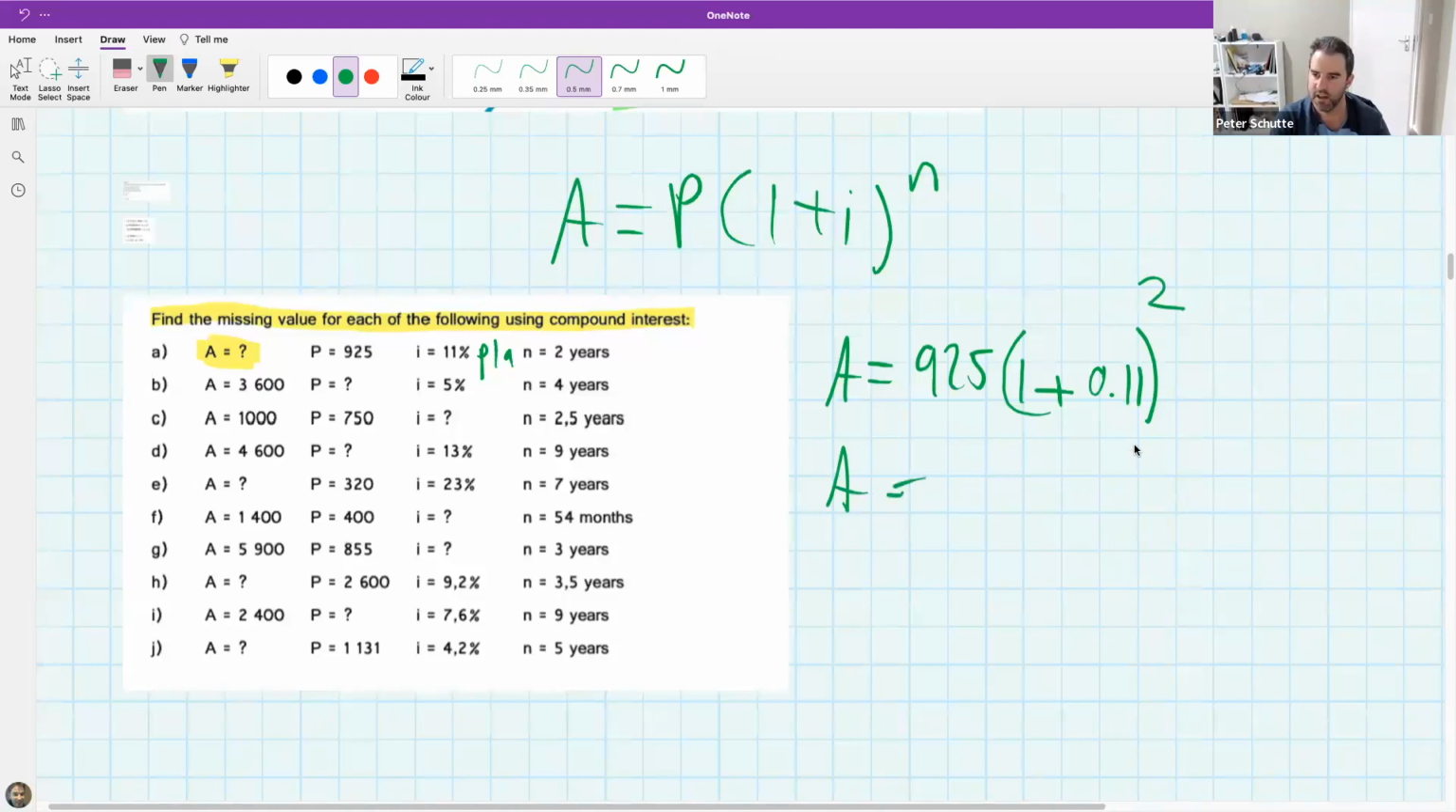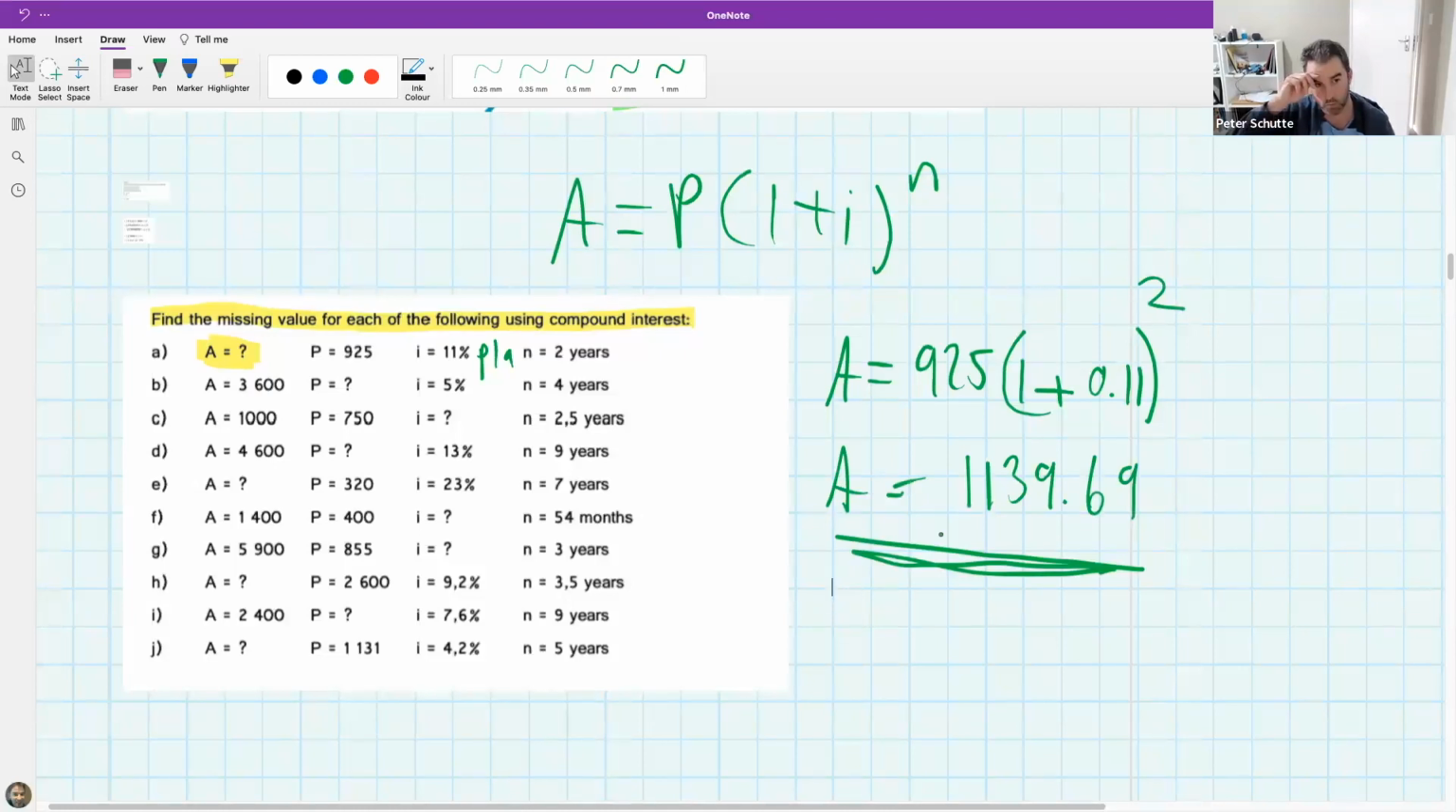And what is my value going to be? So I end up with 1,139.69. And so that is the final value. And then after the initial one was 925.